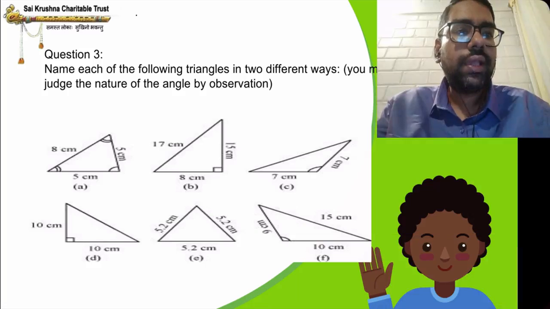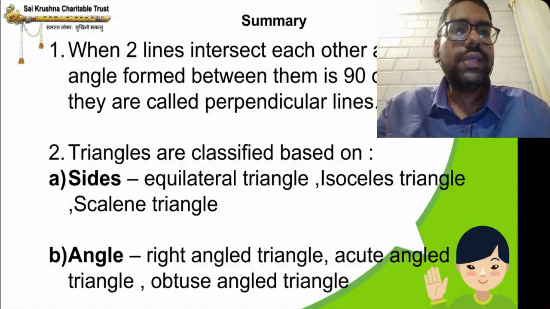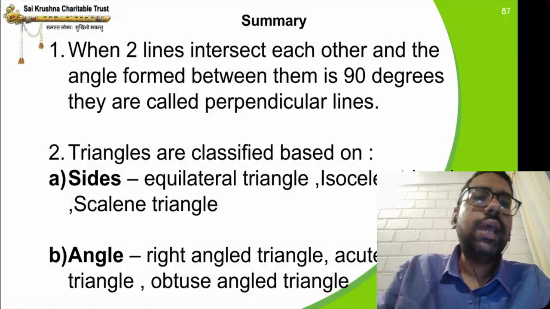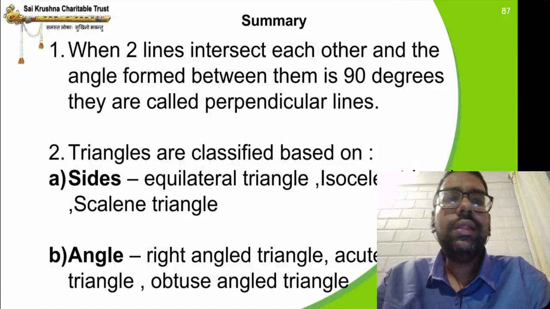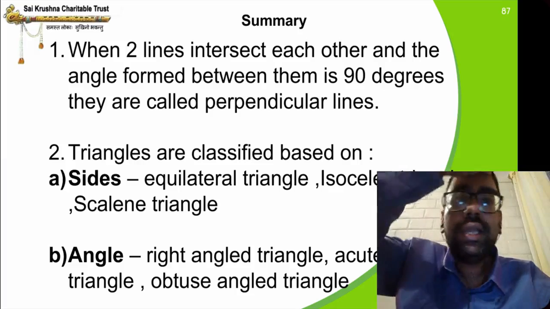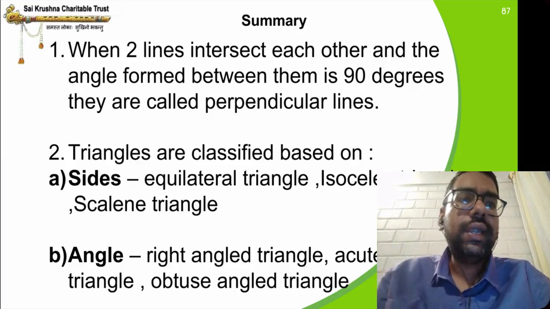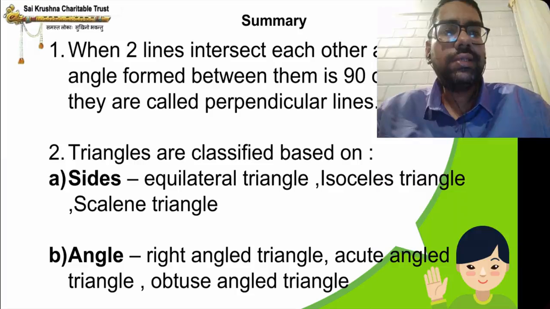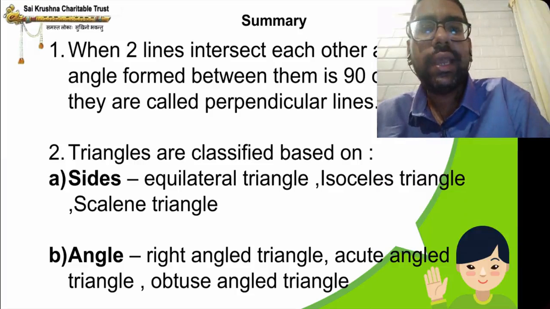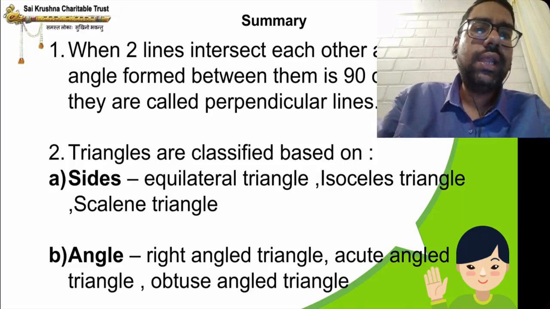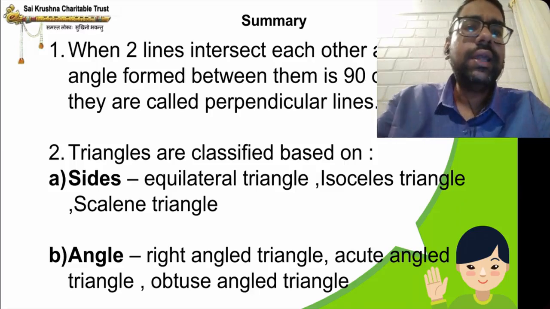Summary of the lesson. When two lines intersect each other and the angle formed between them is 90 degrees, they are called perpendicular lines. Triangles are classified based on sides and angles. According to sides, there are equilateral triangle, isosceles triangle, scalene triangle. According to angles, there are right angle triangle, acute angle triangle, and obtuse angle triangle.